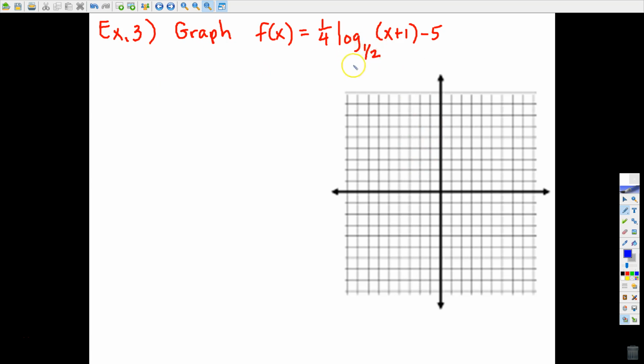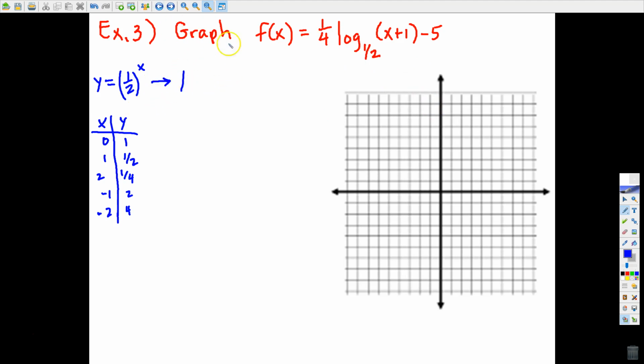All right, this time we'll start off with a table for decay, y equals 1/2 to the x power. I just took the base and made it the base for this exponent. Okay, 0, 1, 1, 1/2, 2, 1/4, negative 1, 2, negative 2, 4. It gives us a set of starting points. Okay, now let's go ahead and get the related log table. Put y equals here.